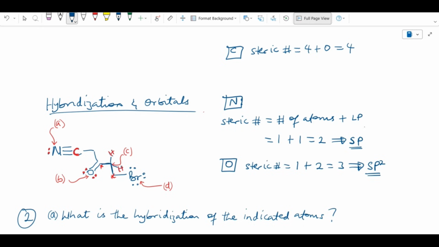So if that's the case, the hybridization is going to be, of the 4 regions of electron density, s gets 1, the remaining 3 go to p. So you're going to have sp3 hybridization.